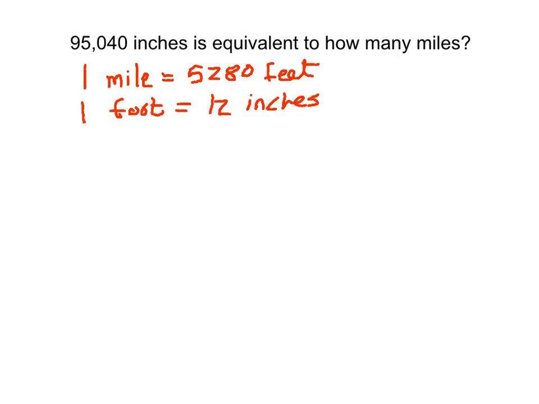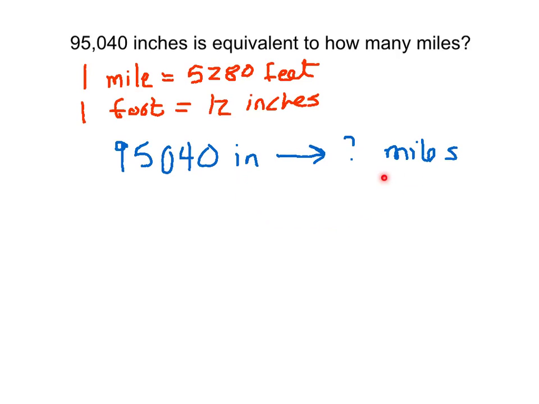So using dimensional analysis, we write down what we're starting with, what we're given, and what we want to convert it into. So we want to start from 95,040 inches, and we want to convert that into miles. Do we have a conversion factor from inches to miles? You could look it up, yes, but from what we're given, no. We're just given this information. 1 mile is equal to 5,280 feet. 1 foot is equal to 12 inches. So we don't have an equivalency between inches and miles, but we do have an intermediate step.